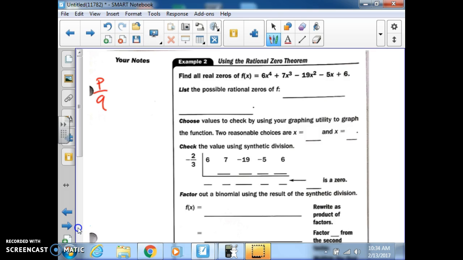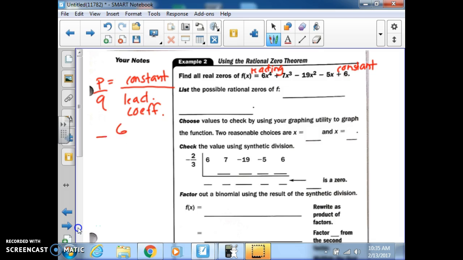So p over q. P is factors of the constant term. Q is factors of the leading coefficient. All right, so our constant term is 6. Our leading coefficient is 6. All right, so now we're going to write out all of their factors.